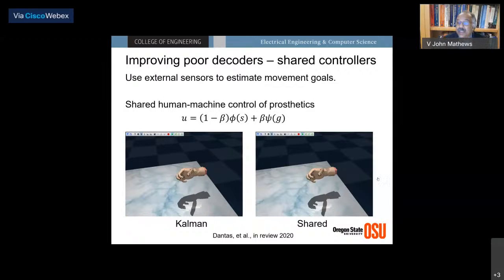Let me just go to the shared controller. Thumb, pointer, and it was actually the little finger, not the middle finger, as I said. What you saw is that the movements took place just like that, without any problems. And that's the kind of thing you can do with more complex or sophisticated signal processing and machine learning algorithms.